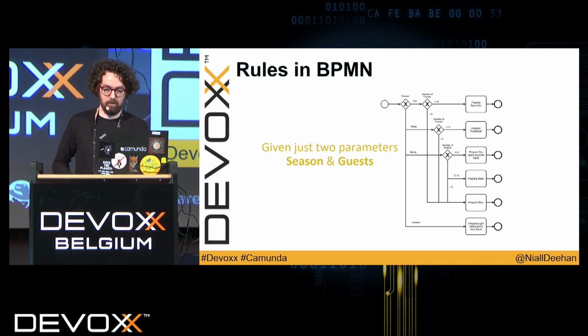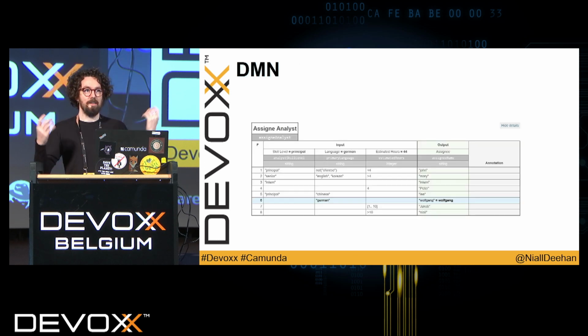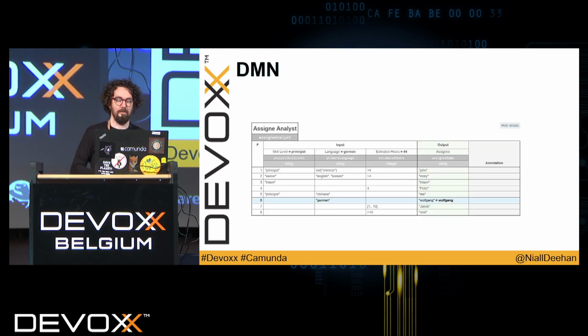So the OMG, in their wisdom, decided to create the Decision Model and Notation. I think 1.1 was released in December of last year. It's a similar concept in that it allows you to build executable models, but instead of modeling processes, we're simply modeling rules.